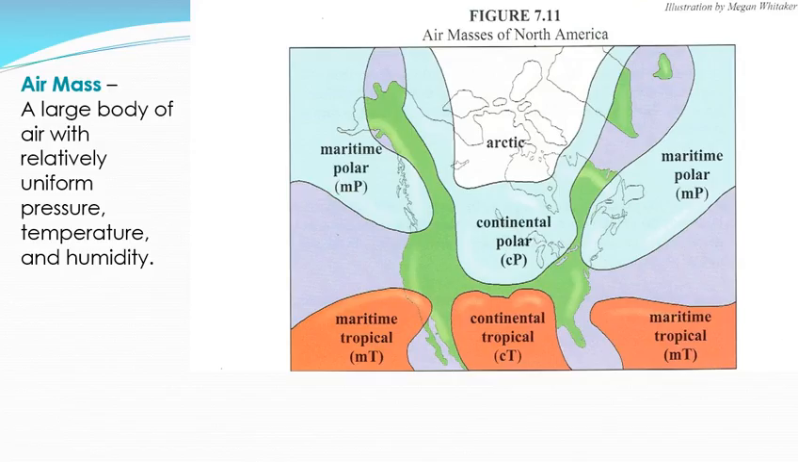Let's begin with air masses. Air masses are large bodies of air with relatively uniform pressure, temperature, and humidity. Looking at figure 7-11, you can see that we have Arctic air masses, maritime polar air masses, continental polar, maritime tropical, continental tropical, and maritime tropical. Let's break those down.